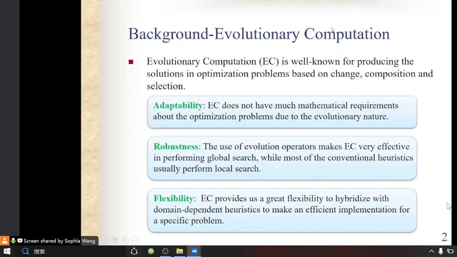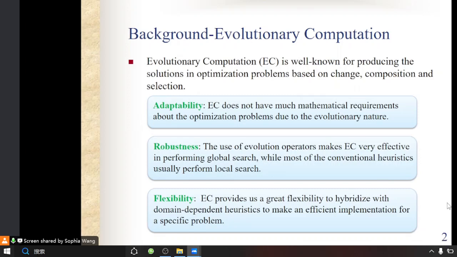First, I would like to introduce the background of evolutionary computation. Just now I said that it's actually a branch of AI, and we can also say it's very similar to current machine learning methods because all of them can be used for optimization. We call that EC. EC is well known for producing solutions in optimization problems based on change, composition, and selection. It has these kinds of advantages.